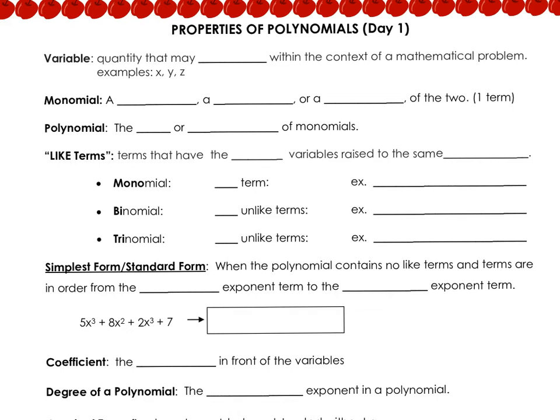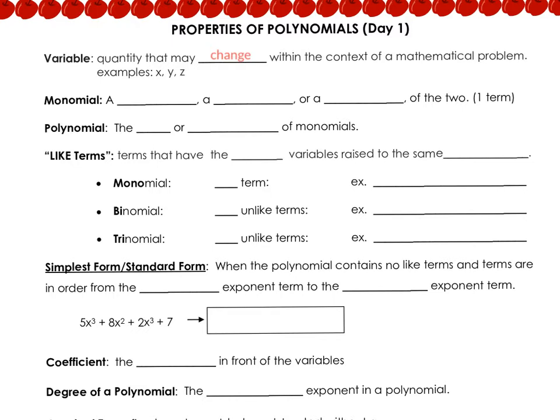Okay, so in this first video, we're going to talk about properties of polynomials. I'm going to go through a lot of vocab in this one. So a variable, this is a quantity that may change within the context of a mathematical problem. So these examples include x, y, z, but those aren't the only variables you can use. Any letter to represent something we don't know.